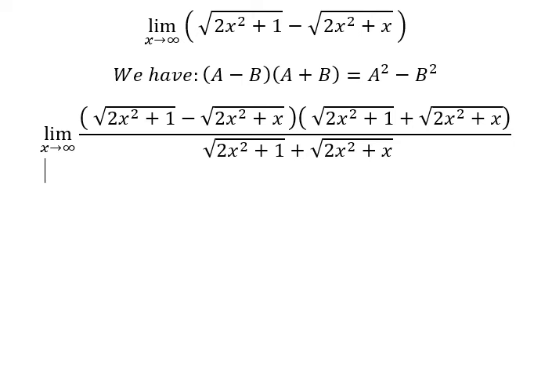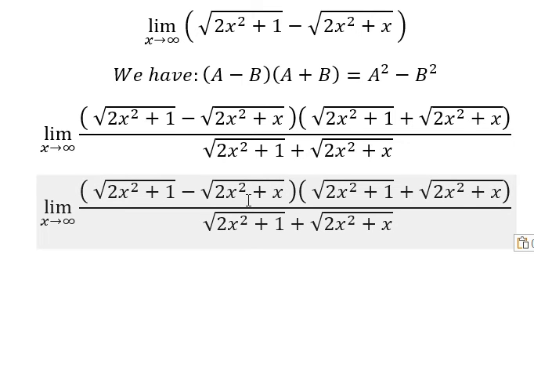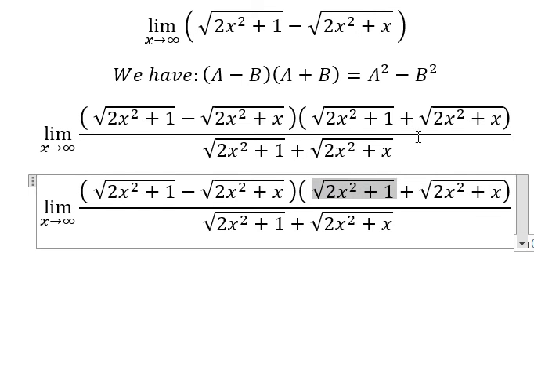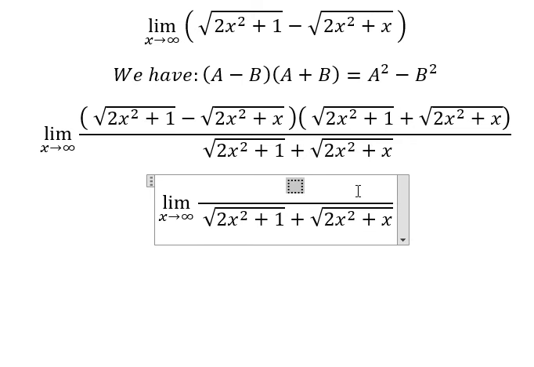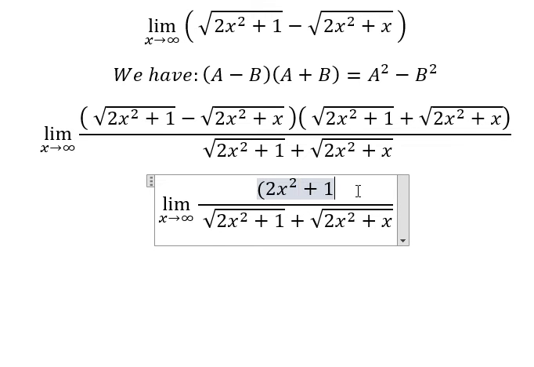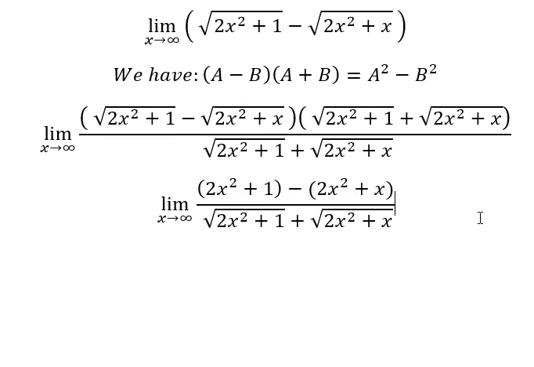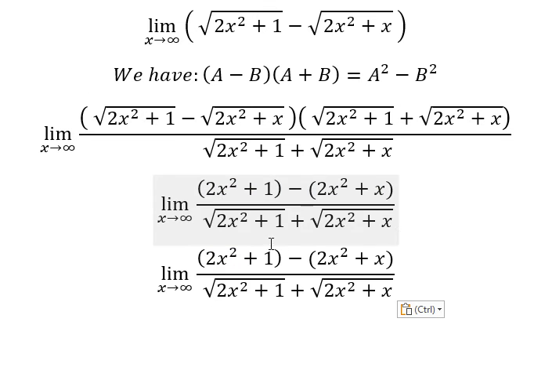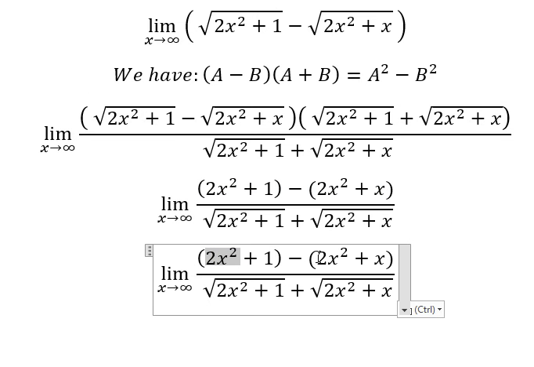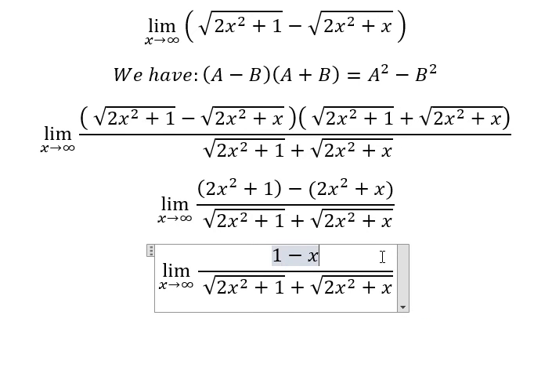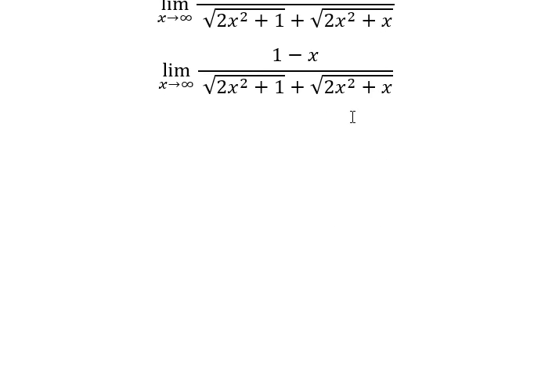So A minus B multiplied by A plus B, we have this one. And you got like this. So 2x squared minus 2x squared. So you got 1 minus x. Next, we divide by x on numerator and denominator.